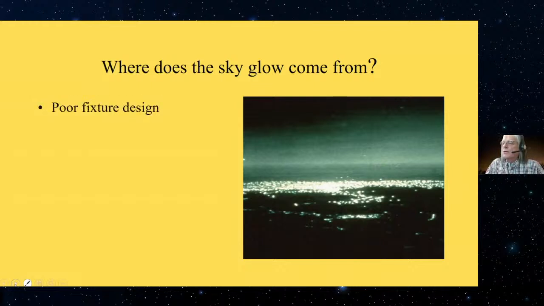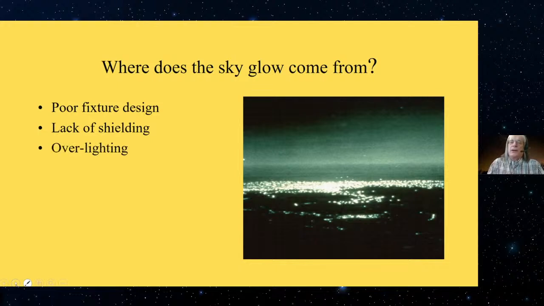So where does sky glow come from? Poor fixture design. Light fixtures, especially older ones, were not designed with light pollution in mind. They lack shielding, and there's overlighting. There's this crime dog McGruff viewpoint that, well, if a little light is good, a lot of light is better. Well, no. If a little light is good, better light is better. And there's a difference. And so they're often poorly installed, aiming too high and so forth.